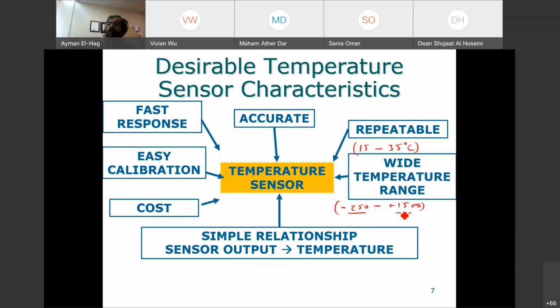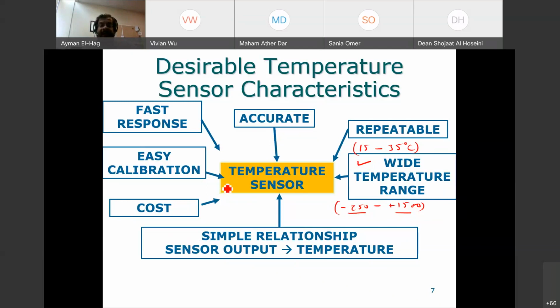So it's very important to know the application you will be using your sensor for and the expected range of measurement. That is the starting point, because this will tell you what type of sensor you might need to use. So this is the range.